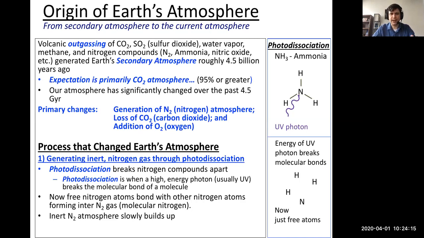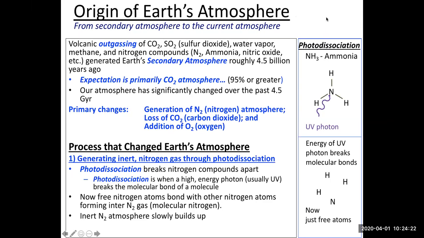So we need to create it. And how are we going to do this? We do this through a process called photodissociation. So I have tried to put together a little image over here of how photodissociation goes. But I know this is a very large word.